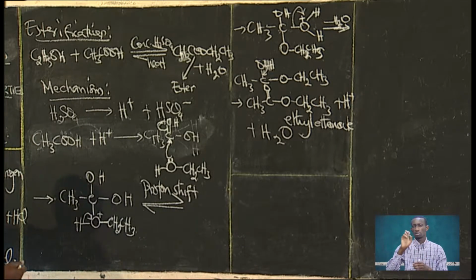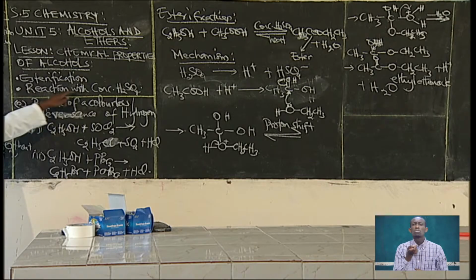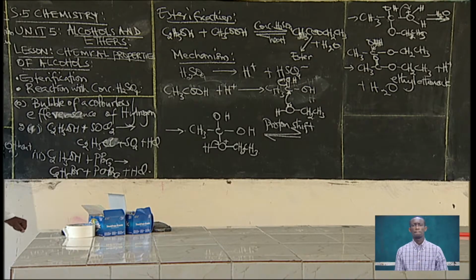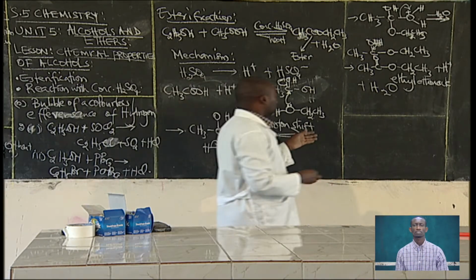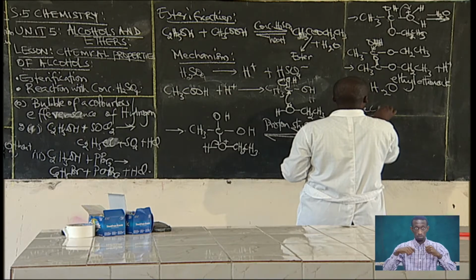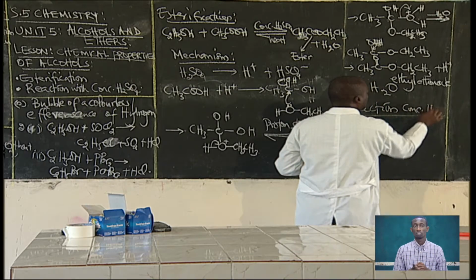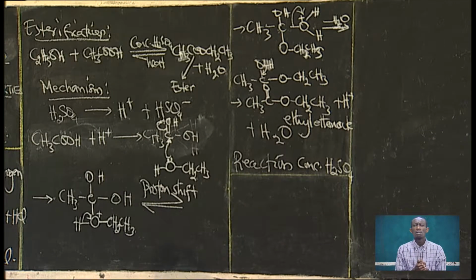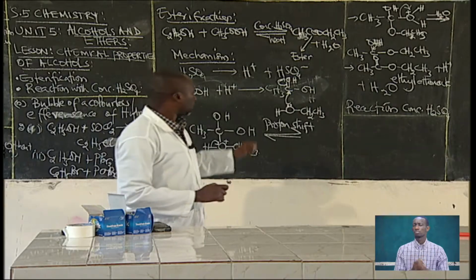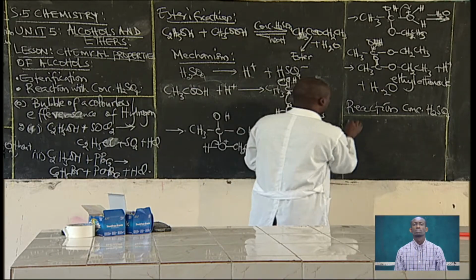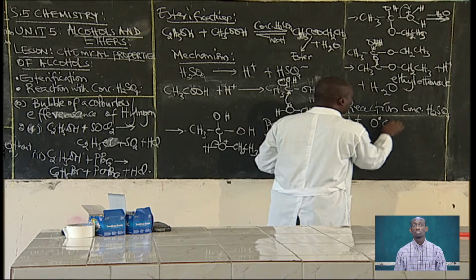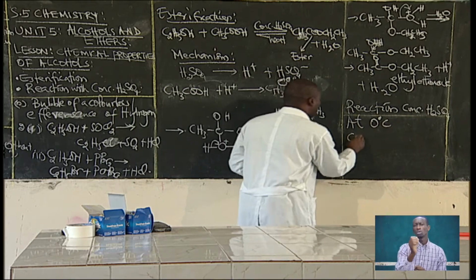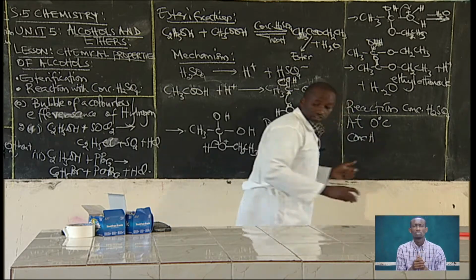Then remember we said we have to look at the reaction with concentrated sulfuric acid. So this is the reaction with the concentrated sulfuric acid. How does it react? There are three conditions which are required for the sulfuric acid to react with the alcohols. So here, we'll have at 0 degrees Celsius, concentrated sulfuric acid reacting with the alcohol.